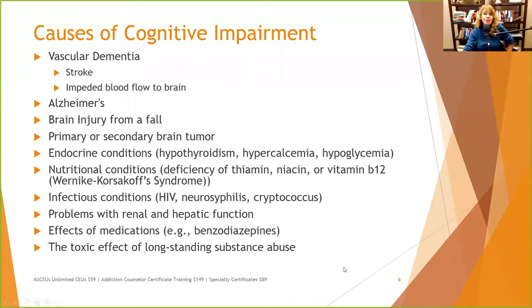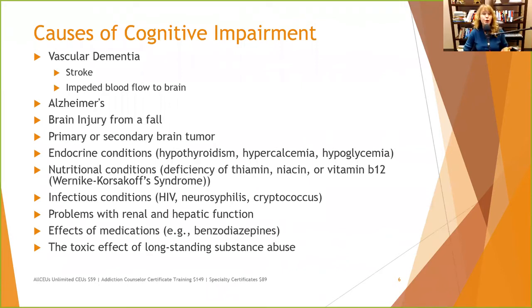If they have brain injury from a fall, it could cause cognitive impairment. It could actually injure parts of the brain. And we know that people who are older may tend to get hypotensive or get dizzy easier and fall more. Primary or secondary brain tumor, it's a possibility. Is it probable? No, but it's a possibility. Endocrine conditions such as hypothyroidism, thyroid gets too low, things get a little bit wonky. Maybe the heart's not pumping as much as it should because the person is hypothyroid. That means they're slowed way down.